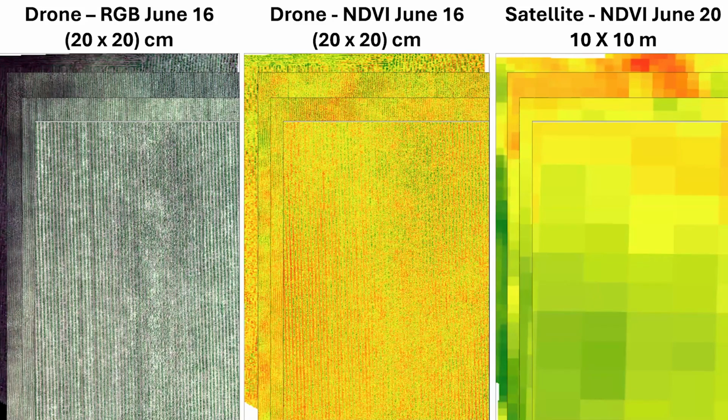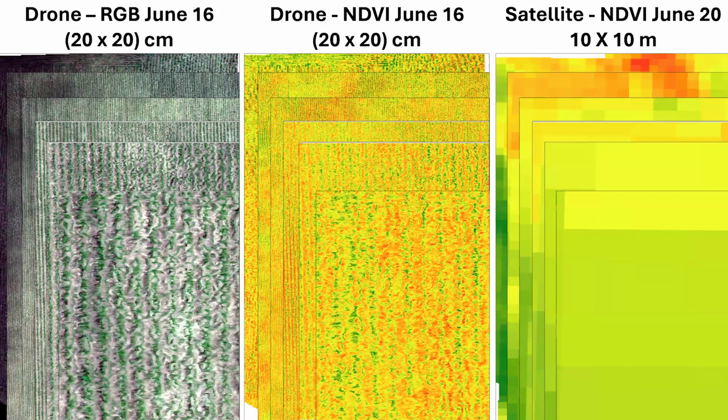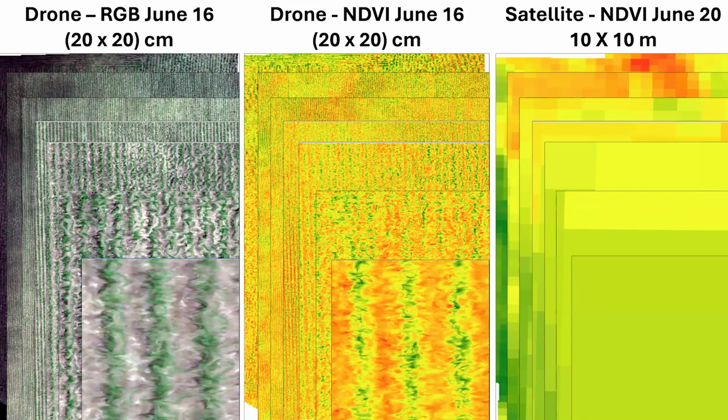If you compare the NDVI of the drone and the satellite, you will see the differences here. Look at how high a resolution we can go with the drone, compared to when we get down to one pixel of satellite, where you see only one color, and that represents that pixel.